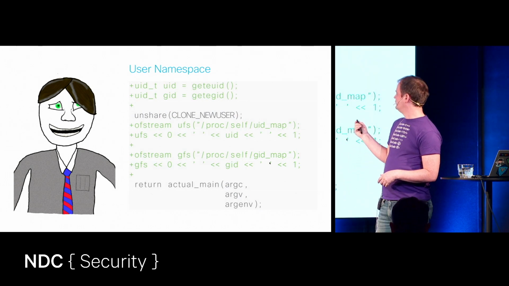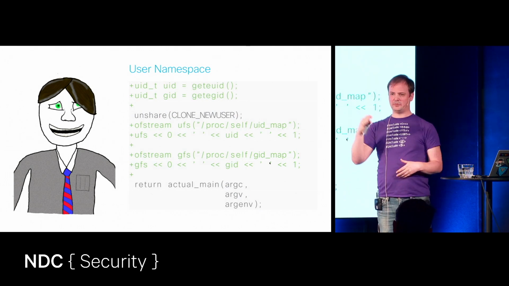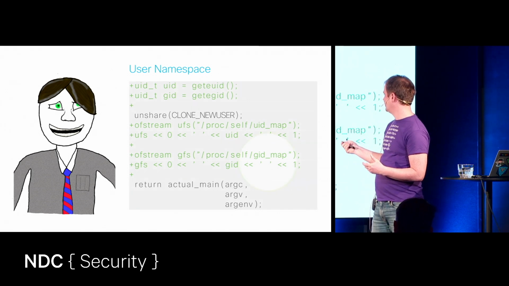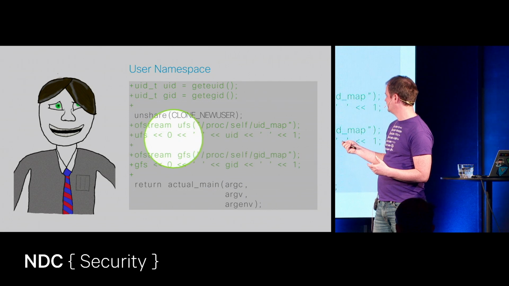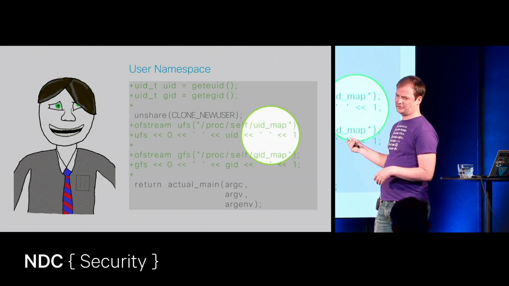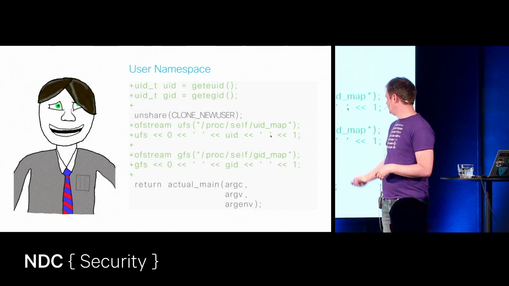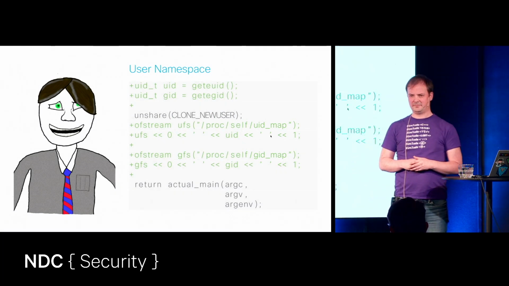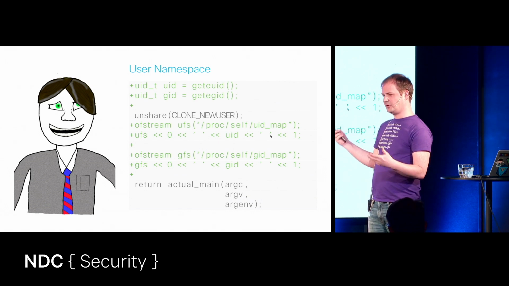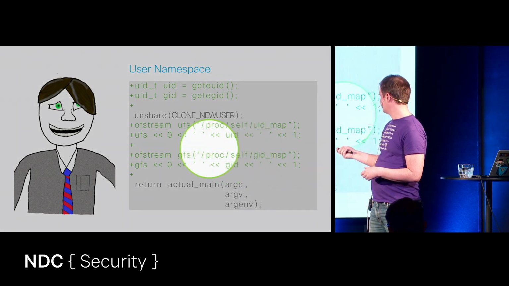So you fetch the user ID and group ID before you enter the namespace. You enter the namespace, and then you write the mapping to these files. You write 0, whatever your outside UID was, and you do that for a single user. And you do the same for the group ID map. And this is the point where you should have checked errors, because this last write will fail for you.